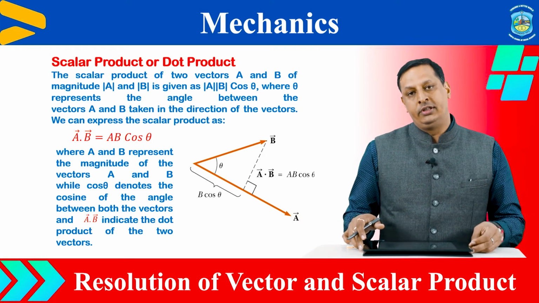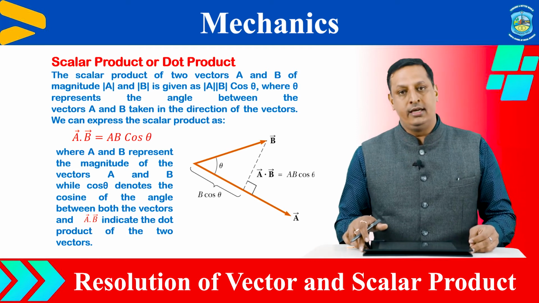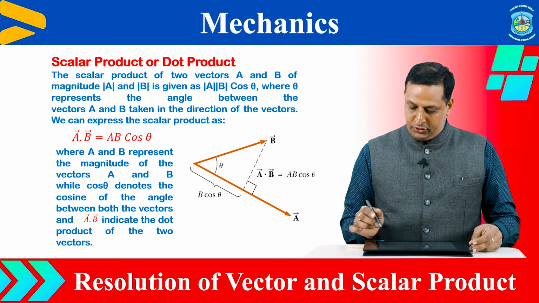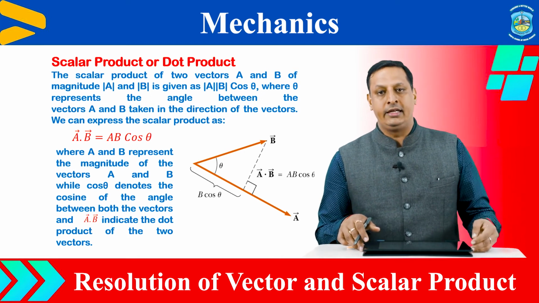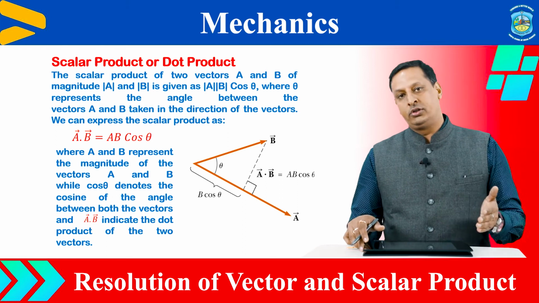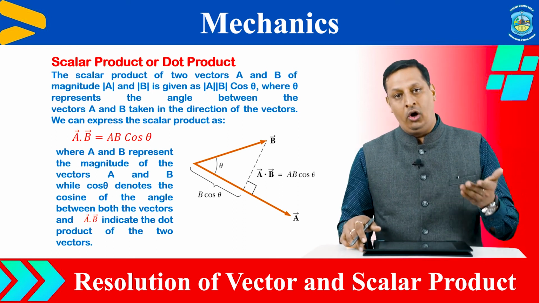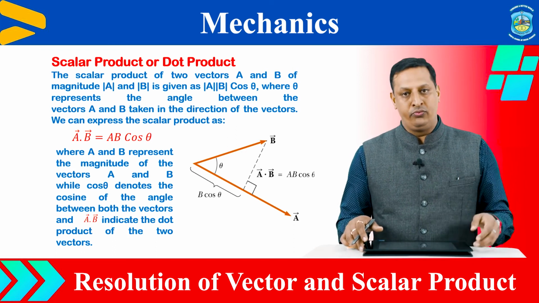Now let us start with a very important kind of multiplication of vector, that is a scalar product or dot product. Suppose we are given with the two vectors a and b and we have to find out their scalar product, then it can be written like the scalar product of two vectors a and b is equal to the product of their magnitudes and cosine of the angle in between them.